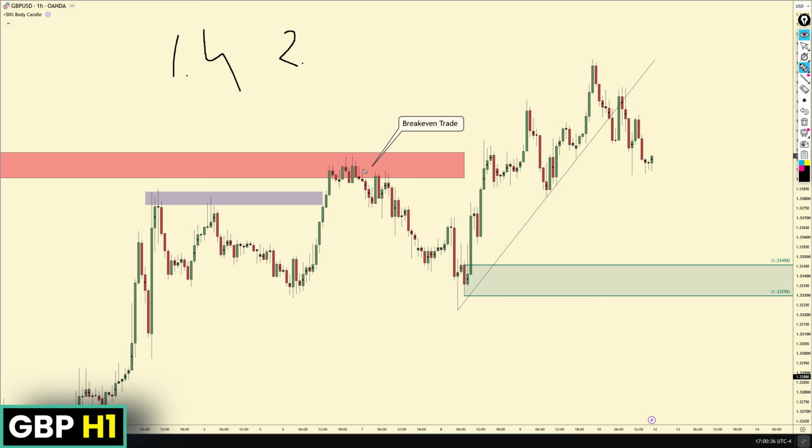Number two, why I was aggressive with trade management is because it was an old zone. So the zone was old. That's why I wanted to be aggressive with trade management. And that's pretty much it. Those are the reasons I was aggressive with trade management.